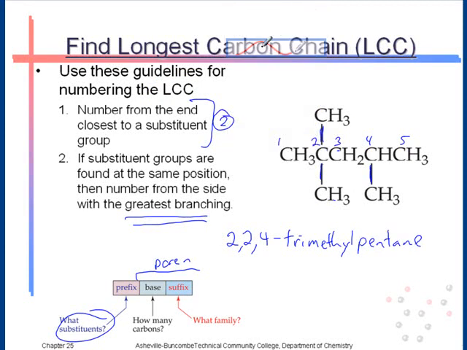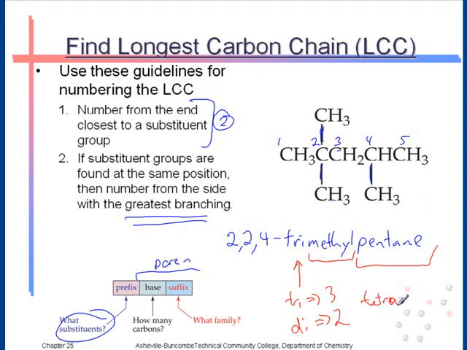Please note, the parent name is the same as before. We have a longest carbon chain of 5, and then we're looking at an alkane. The substituent groups: yes, I have methyls in there, but I have 3 methyls. So tri stands for 3, di would stand for 2, and sometimes you might see tetra as 4. These are the most common ones that you're going to come across for this class.